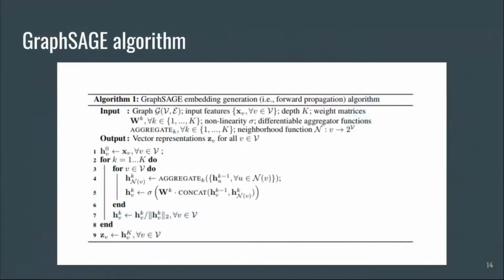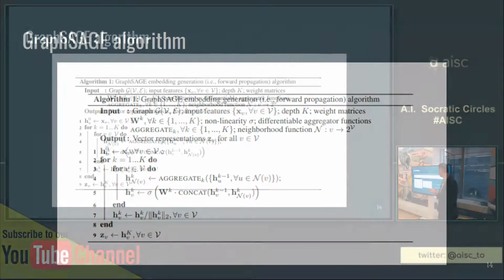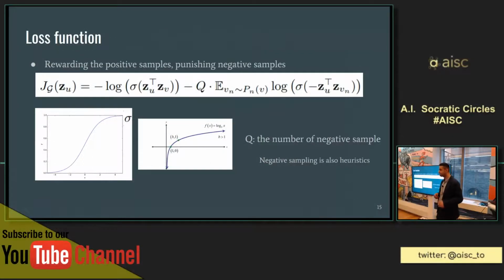When you do the mean, you take the mean of the adjacent nodes, right? But I think it's in the later slide. So you mean the loss function, right? Do you mean in the loss function or the algorithm? In the loss function.